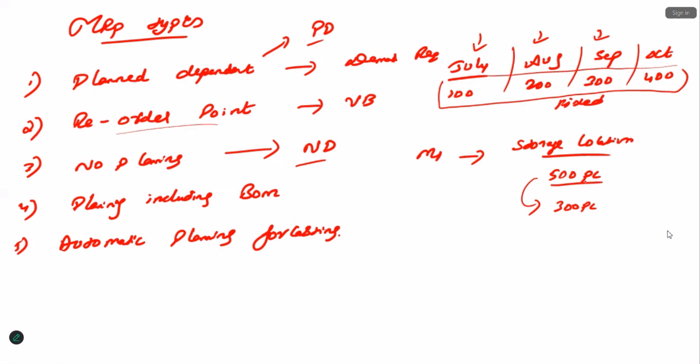Any questions here regarding three planning types? So in reorder, suppose if the stock goes down, will the planner place the orders or the end user?